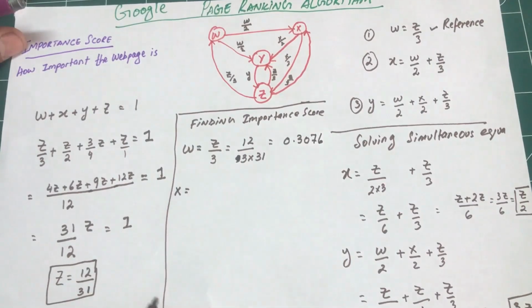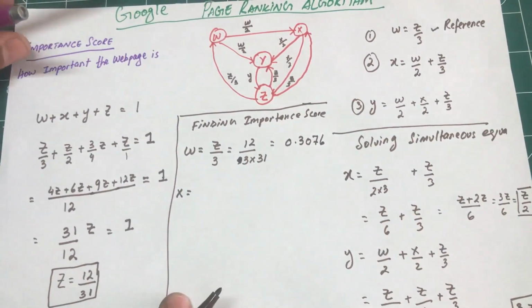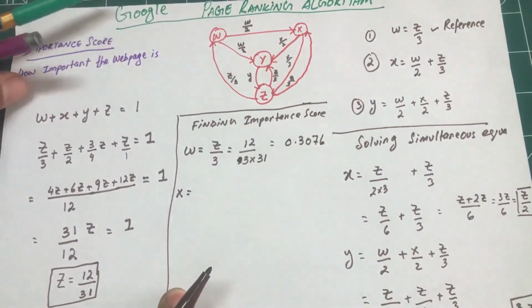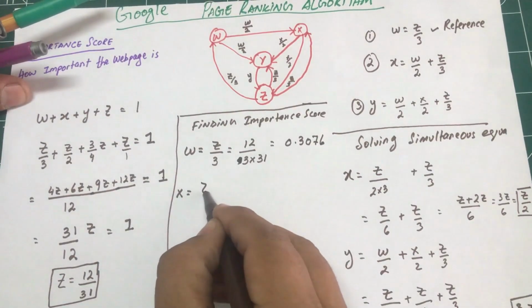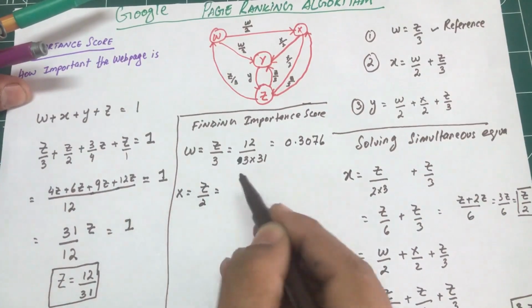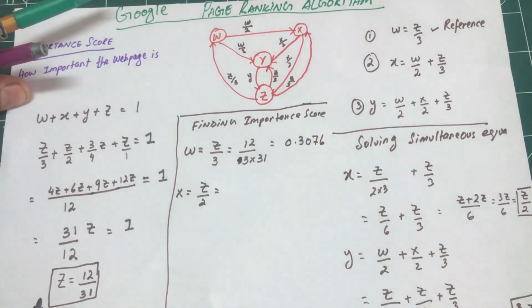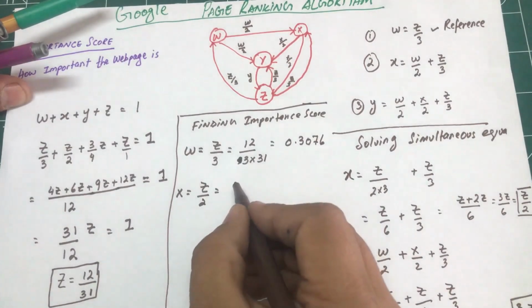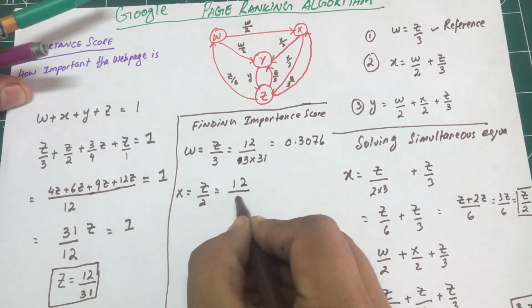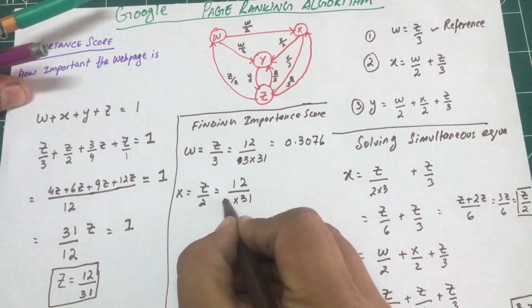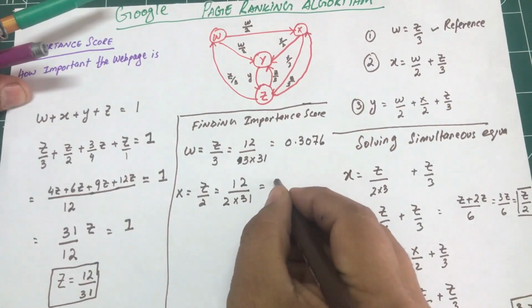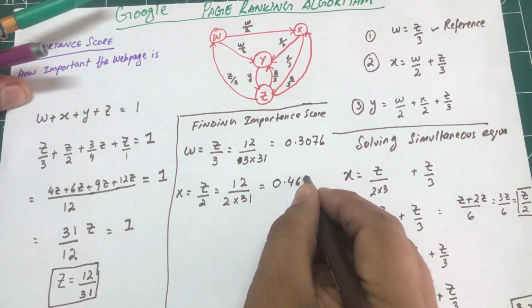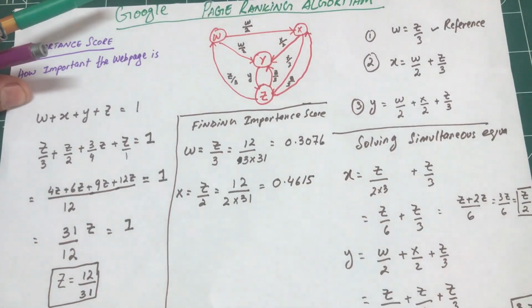Okay, then in place of x, we're going to pick up what is our x. If you look at it, x is z over 2, right here, z over 2. So z, I already know what it is, which is 12 over 31. So 12 over 31 multiplied by 2. So that should give me 0.4615. All right.